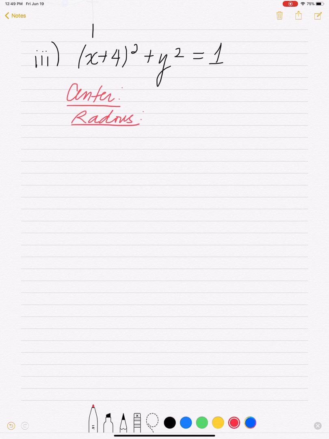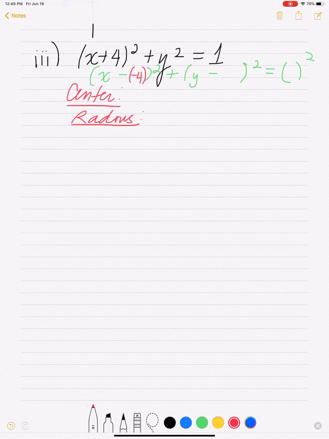All right, so if I were to rewrite this in the standard form, you got what? X minus blank squared plus y minus blank squared equals blank squared. We got x plus 4 squared. What could we write after the x minus blank to make sure that's a positive 4? Well, we put a -4, right? X minus -4 is the same thing as x plus 4.